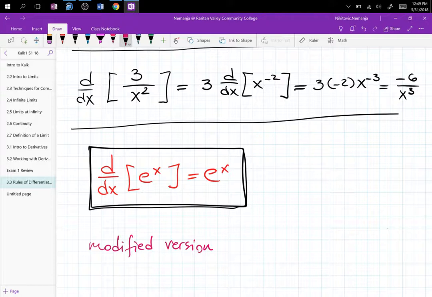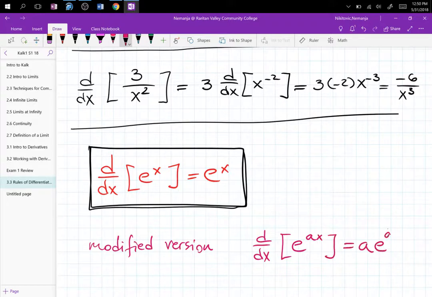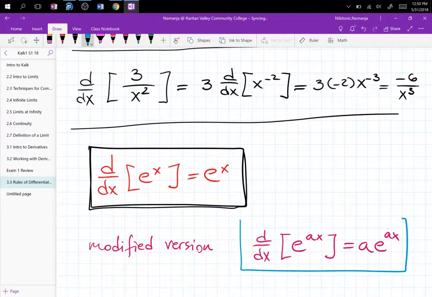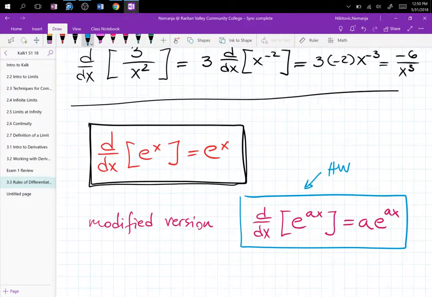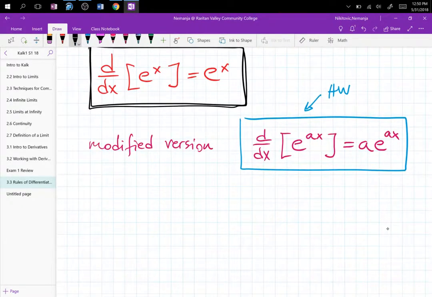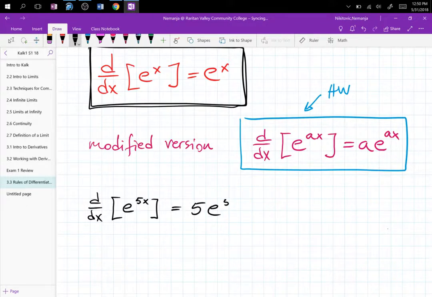So the modified version of this one is that the derivative of e to the ax is a e to the ax. So that's the modified version. I am going to box that one as well, just blue, and I'll point like this and I'll say homework, okay? Because in homework you are going to run into a question which says find the derivative of e to the 5x. And that is 5e to the 5x.